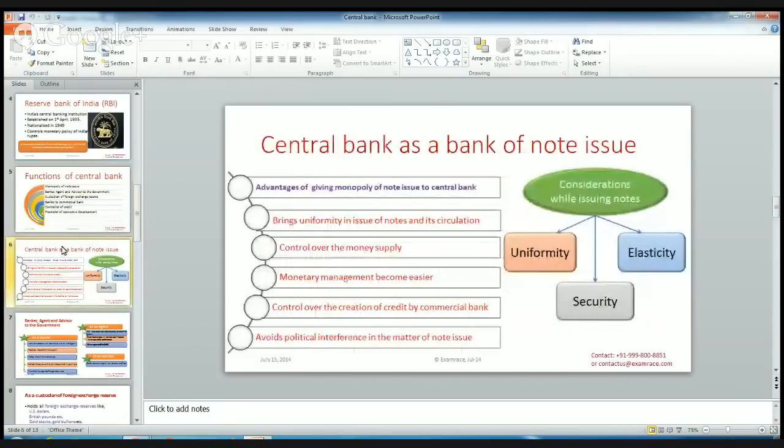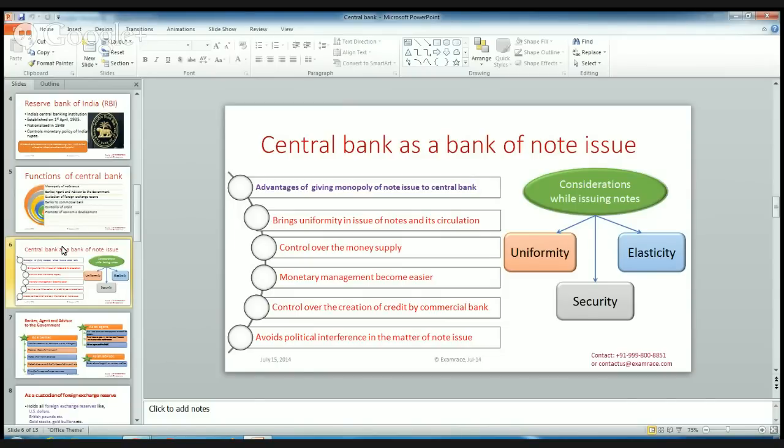The central bank as a bank of note issue. Central bank issues currency notes and it controls the currency notes. While issuing the currency note, central bank keeps in mind three considerations. The first one is uniformity, the second is security, and the third one is elasticity. Security is a very big concern while issuing notes because of the various frauds, and uniformity is also a very important task. Why is the monopoly of issuing currency notes given to the central bank only?